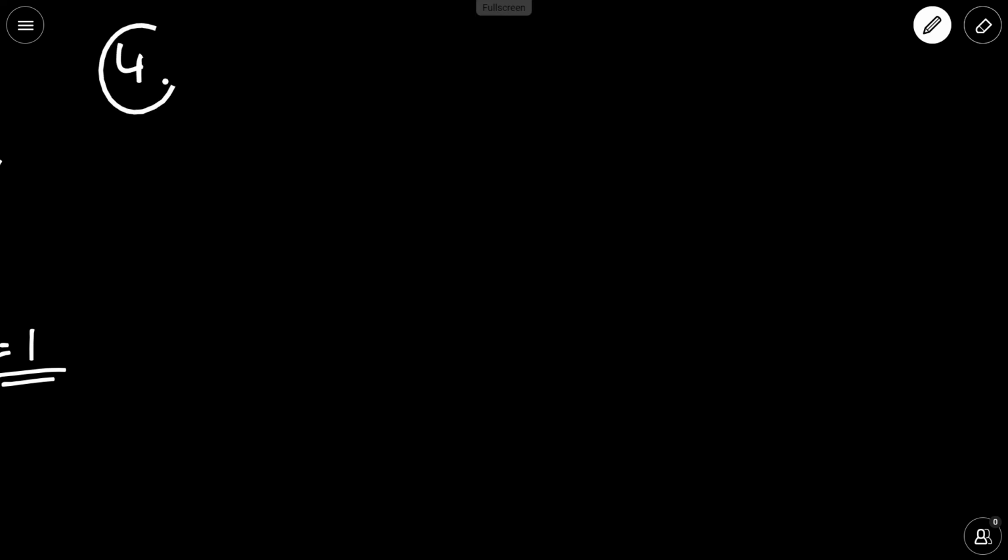Let's call this number 4. Let's have a quick look. If you have an expression where your base is raised to a negative power, for example a to the power of minus x, you can rewrite this as a positive index. So you want your x to be positive. How do we rewrite this? We just rewrite this as 1 over a to the power of x, okay?